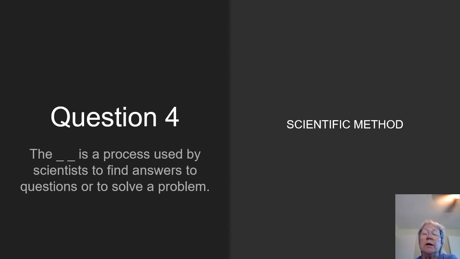Question number 4. 2 words fill in these 2 blanks. The scientific method is a process used by scientists to find answers to questions or to solve a problem. Scientific method is S-C-I-E-N-T-I-F-I-C-M-E-T-H-O-D, scientific method. Hopefully you have that.